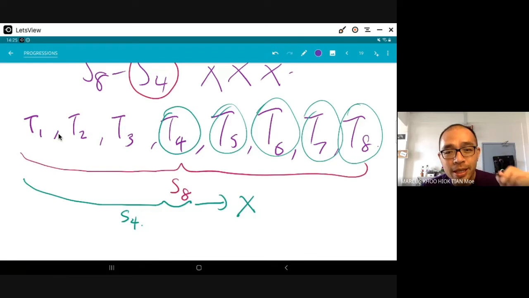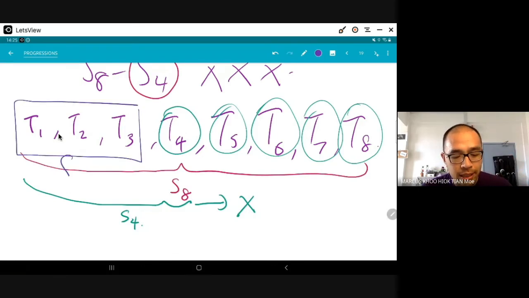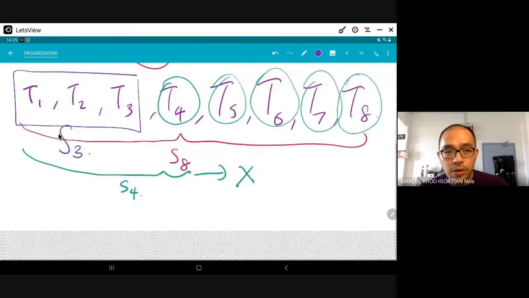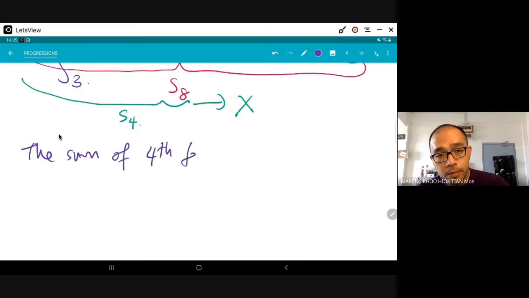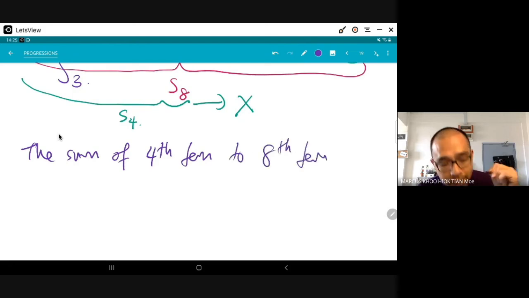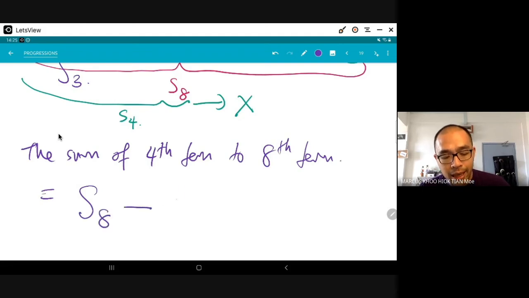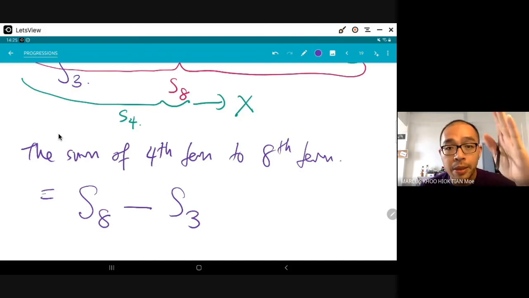Okay, sepatutnya saya tolak dengan S3. Minus S3. Okay, so the sum of the fourth term to the eighth term must be S8 minus S3. Be very careful with this. Ini adalah kesilapan yang paling lazim orang akan buat.